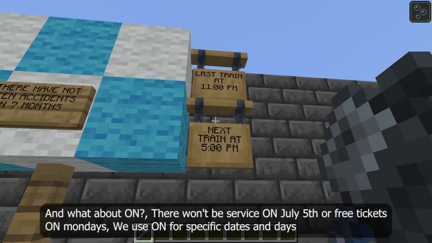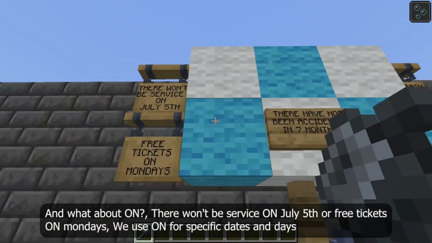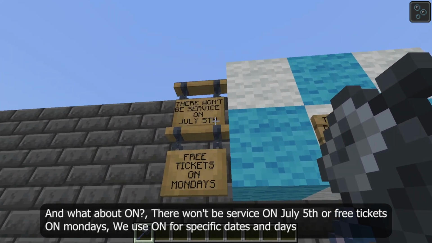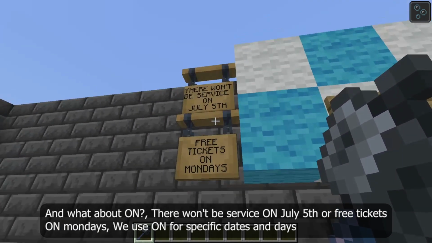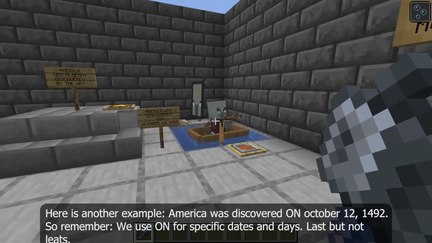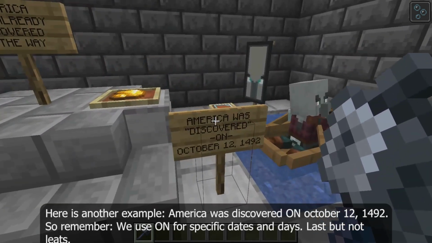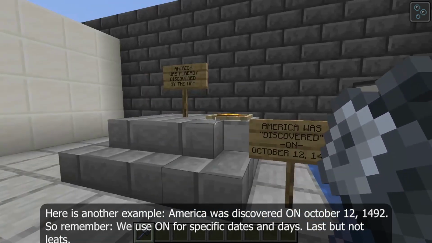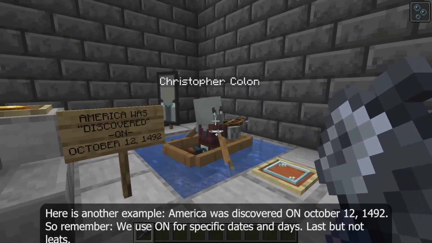And what about on? There won't be service on July 5th or free tickets on Mondays. We use on for specific dates and days. Here is another example. America was discovered on October 12, 1492. So remember, we use on for specific dates and days.